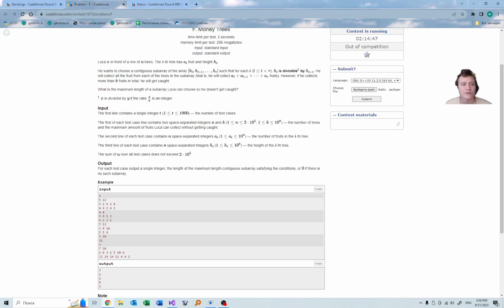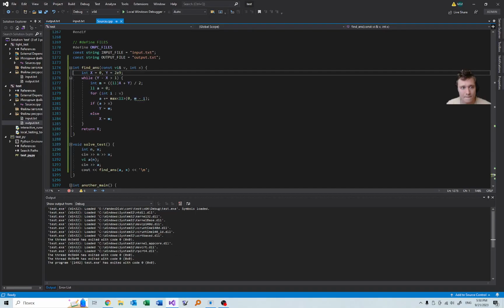Luca is in front of a row of entries. Has A_i fruit and height H_i. He wants to choose a contiguous subarray where each number is divisible by the next one. So we need the maximum length of a subarray where each number is divisible by the next one. Okay, this is a two-pointers problem this time.